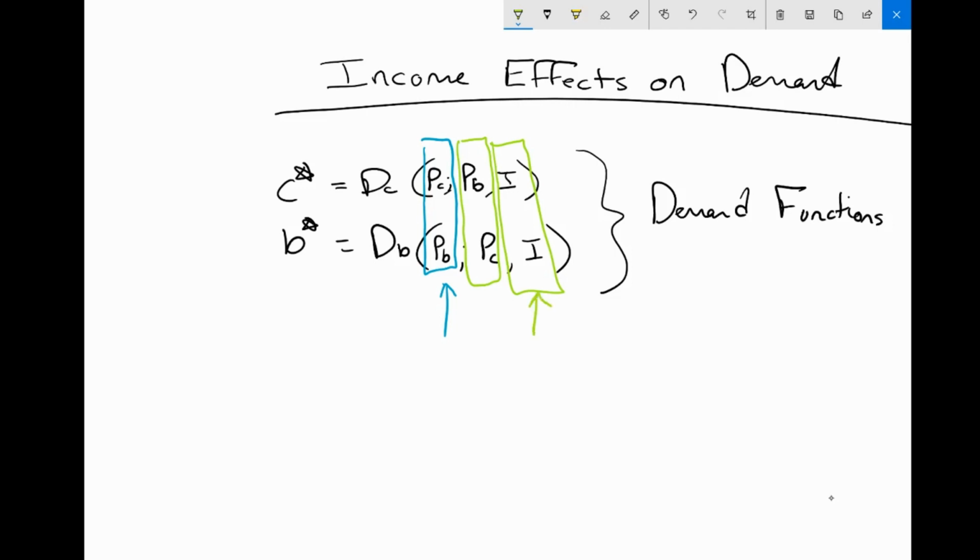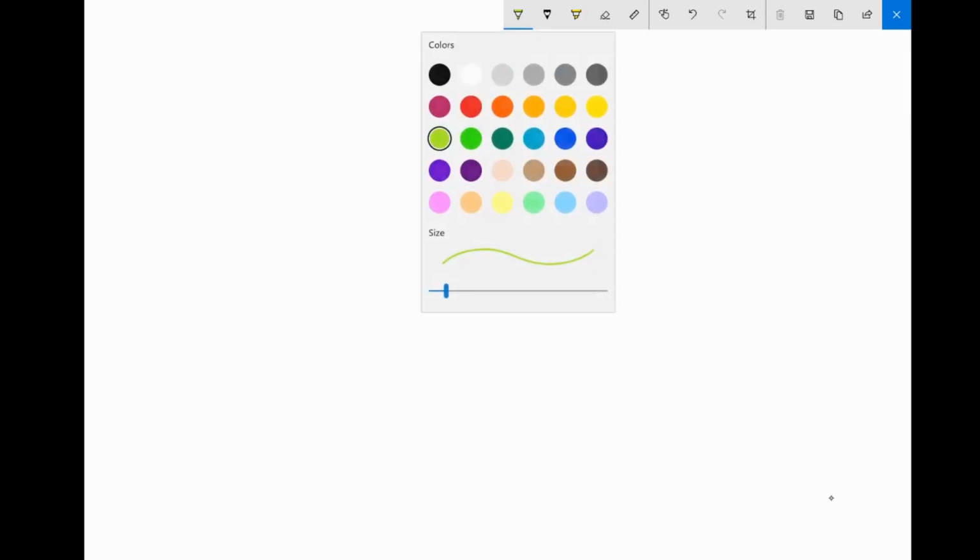Okay, so what we want to look at now is how does a change in income affect demand? And the way that we're going to do that is we're just going to plot it out using similar graphs that we used last time to see how it affects it. So we're just going to gain some insights on how income affects demand by looking at it graphically, just like we did in the last lecture.